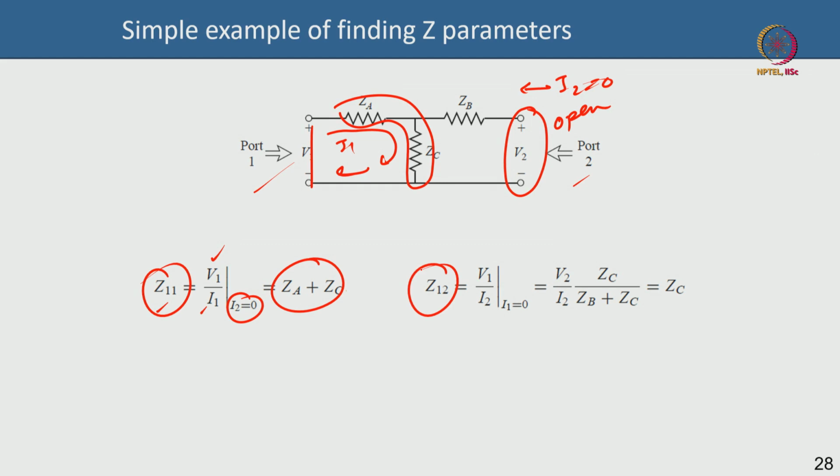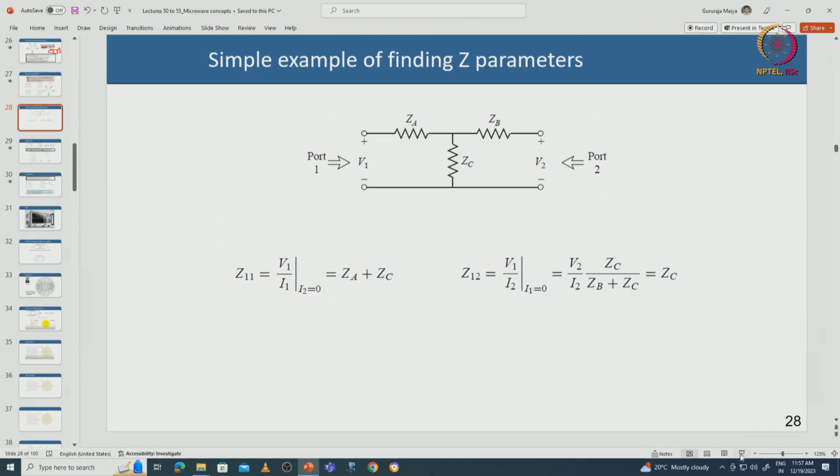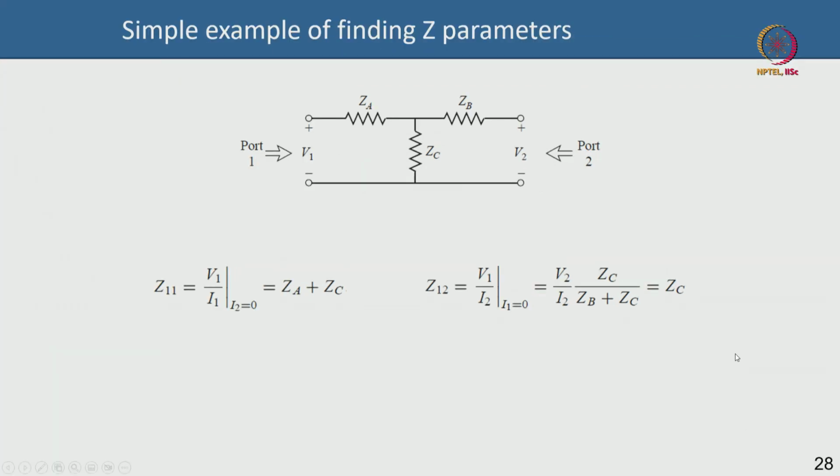How will you find Z12? Z12 is basically the input voltage divided by the current from this side when I1 equal to 0, which means this is kept open. So, there is no current flowing here, there is no I1, but there is some voltage that is dropping. So, what is this voltage dropping divided by what is this current that you are sending in the output side, that ratio is your Z12 when this port is open.